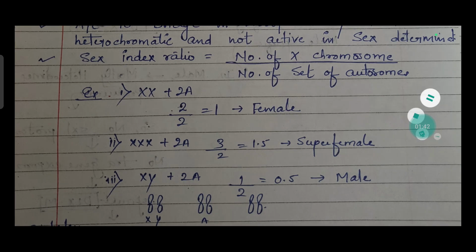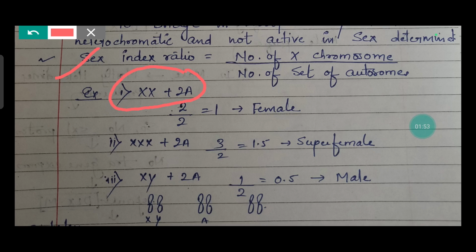You should already know about the sex index ratio, how we can determine it: number of X chromosomes divided by number of sets of autosomes. Suppose this type of set is there, 2X plus 2A. So our X chromosome number is 2 and the number of autosome sets is also 2, so our ratio will be 1. So we can decide that this will be a Drosophila female.